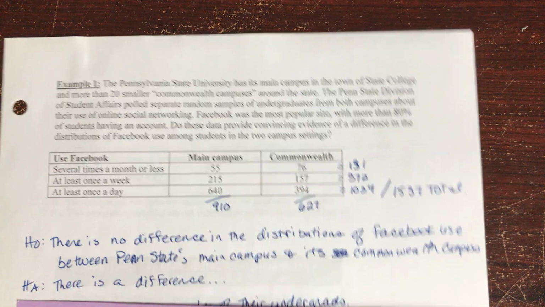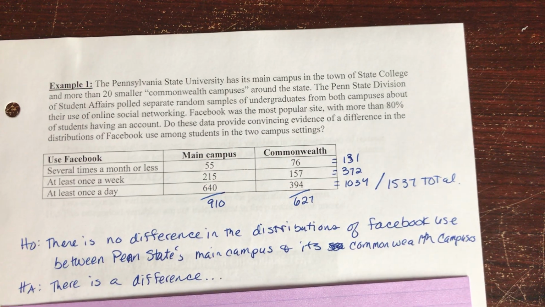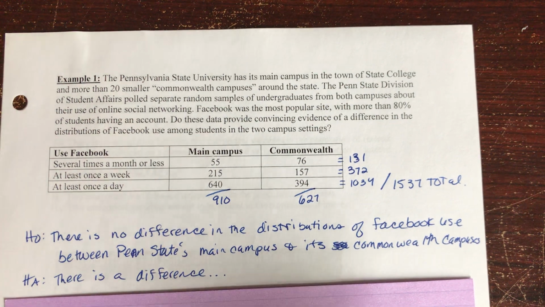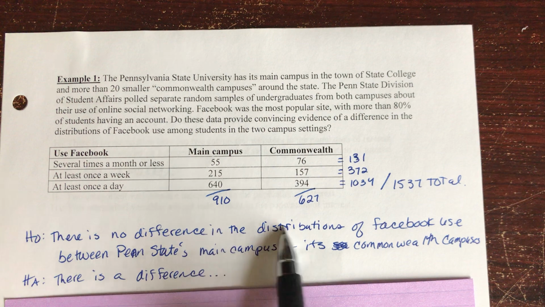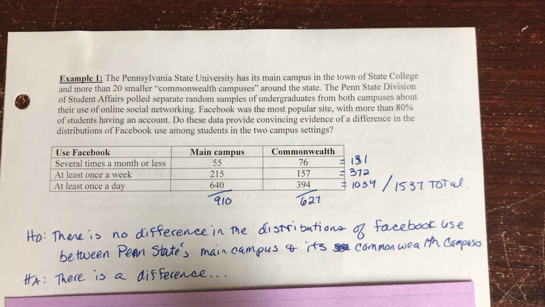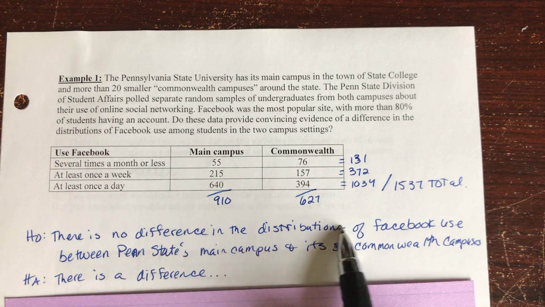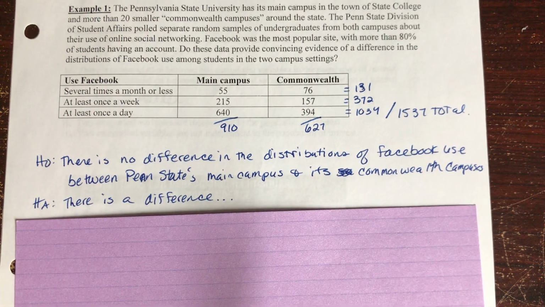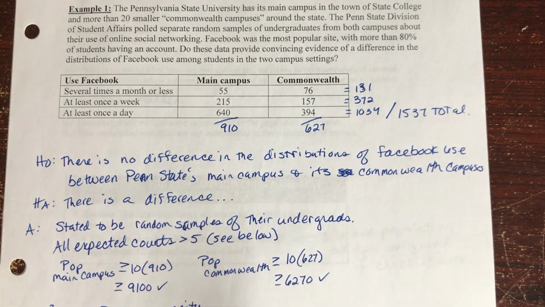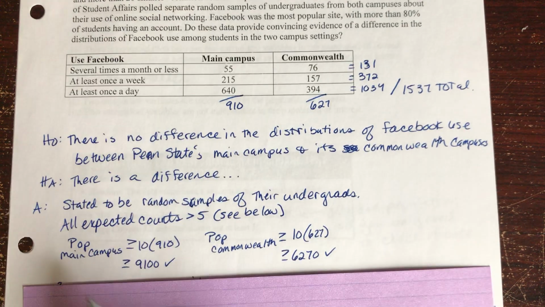Okay, for our parameter, we don't really have a parameter to work with here, but we do have our campuses. So our null hypothesis is there is no difference in the distributions of Facebook use between Penn State's main campus and its Commonwealth campus. And your alternate is there is a difference in the distributions of Facebook use between Penn State's main campus and its Commonwealth campus.